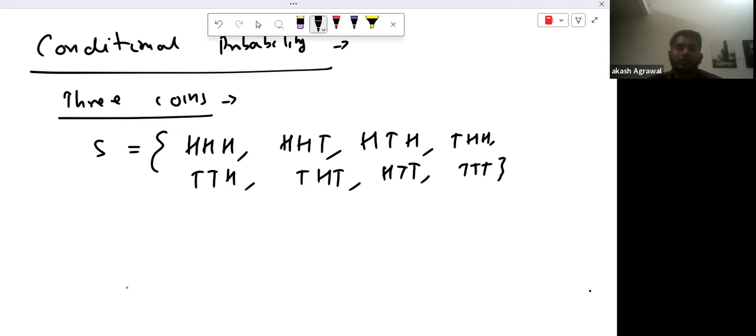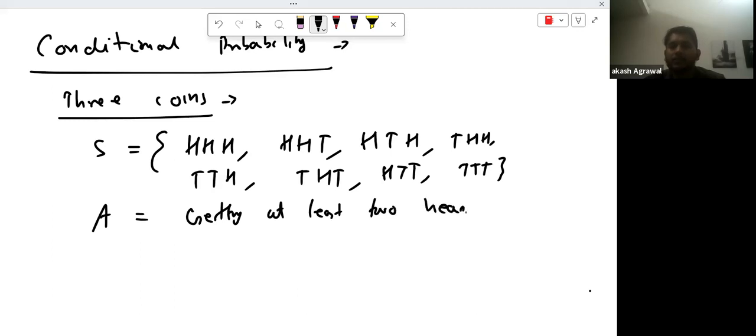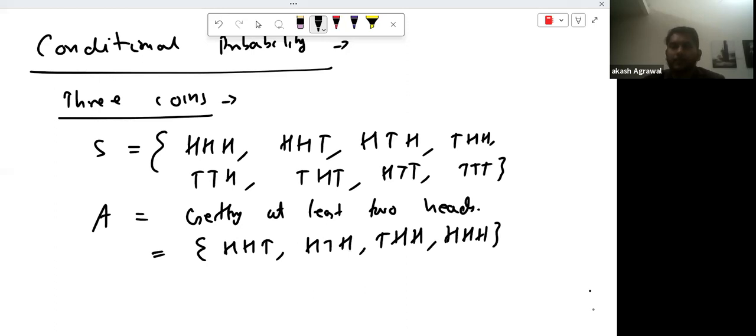Suppose we have event A as getting at least 2 heads. At least means 2 can also come, 3 can also come. So for this, what will be the sample space for event A? Sir, TTH? How can TTH be possible? Getting at least 2 heads. Okay, HHT, HTH, THH, then HHH. Very good.